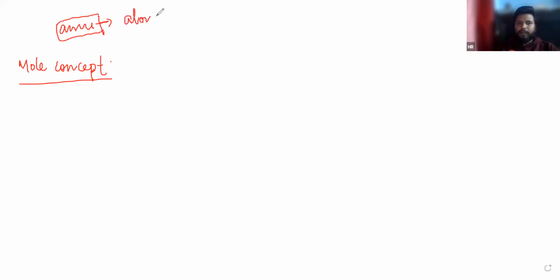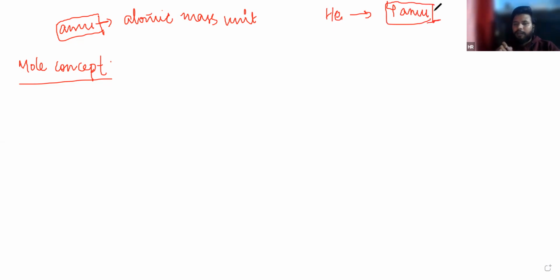Basically, we were on the first chapter. The topic was mole concept. We already studied about mass, atomic mass in terms of AMU. You all know about AMU. What is AMU? It's atomic mass unit. If I'm talking about the element helium, its mass is 4 AMU. If you write 4 AMU, that means the mass of only one helium atom.